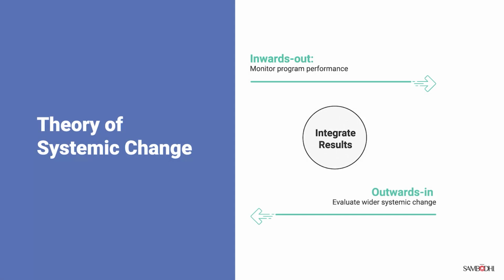The concept of systemic change has emerged to fill gaps in traditional M&E frameworks. The process involves the identification of the root causes of problems, followed by the design and implementation of interventions that target the entire system, rather than just individual components. The inwards-out process monitors the program performance by acknowledging the internal change that must occur before the external change can be sustained. This contributes to the program's success or failure.